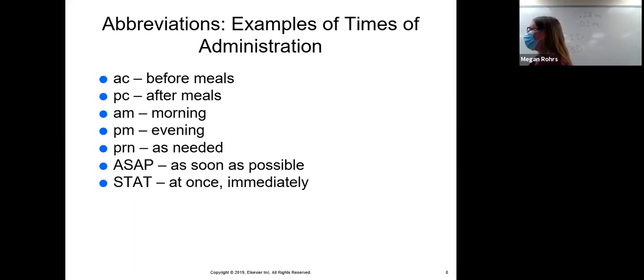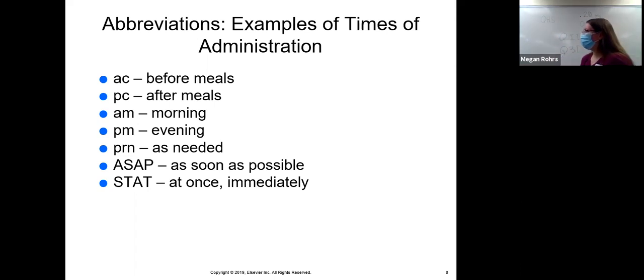PRN is as needed. What types of medication can be taken as needed? What'd you say? Oh, NSAID, so yeah, pain relievers, right? Somebody doesn't need to take a regularly scheduled pain med. They don't have to. It could be as needed.